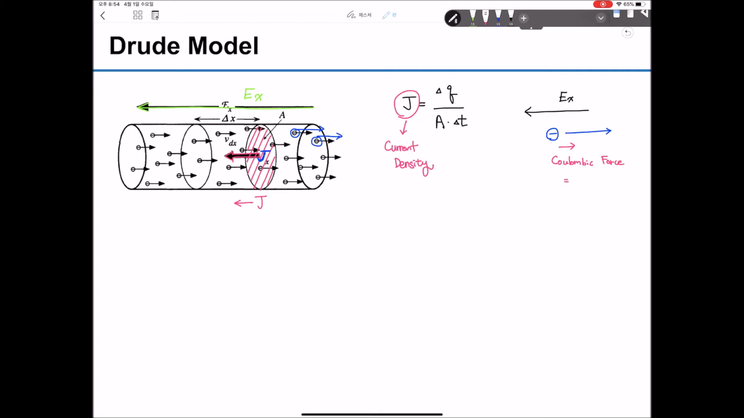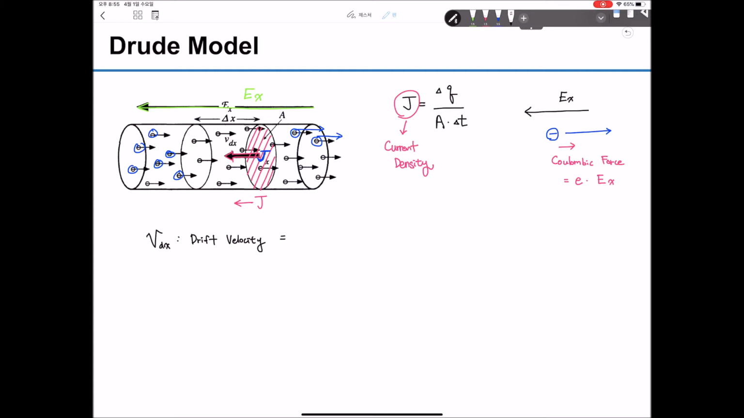And this amount is electron charge times electric field. Okay? So there are this many numbers of electrons, right? 1, 2, 3, 4, 5, 6, and so on. If you want to find out the average velocity of an electron, then we need that information to find out how many charges go through this given area in a given time. We need to find out about the velocity of these electrons, and that average velocity is called drift velocity.